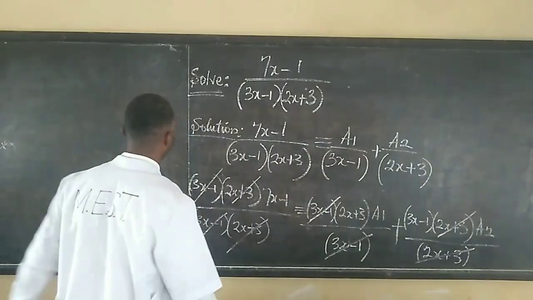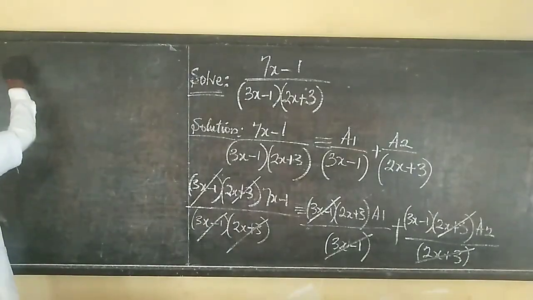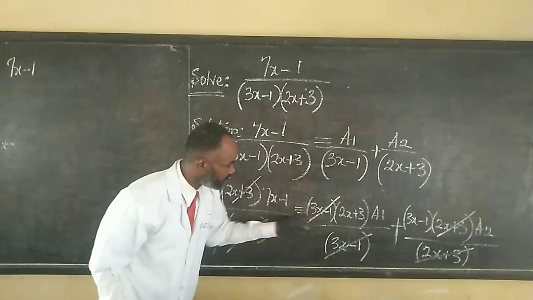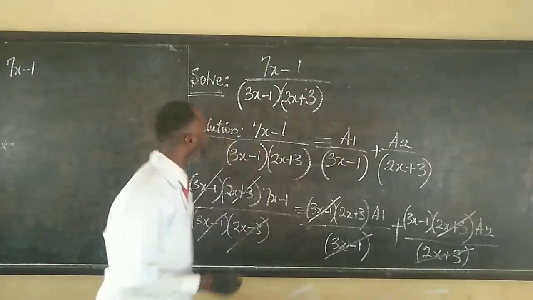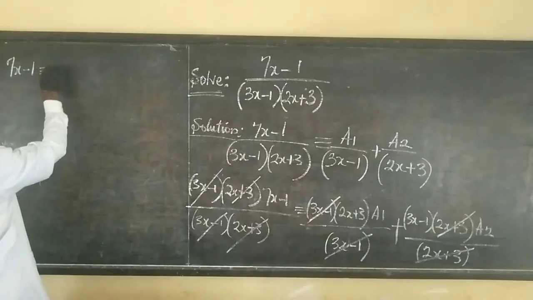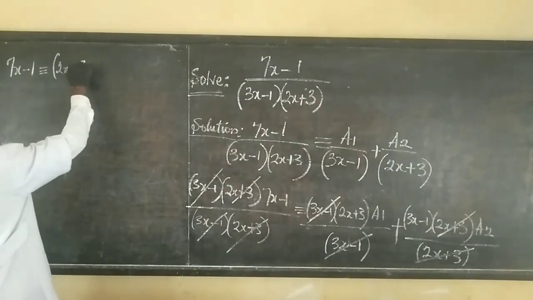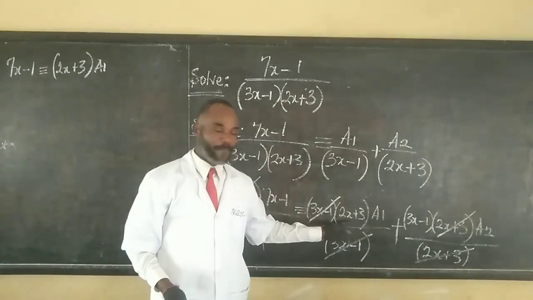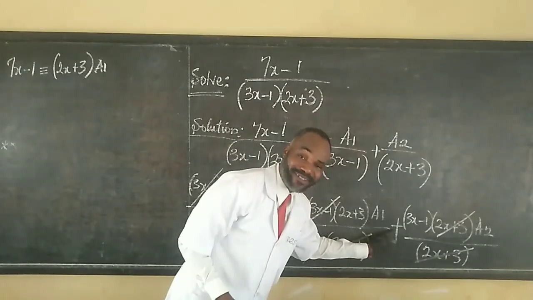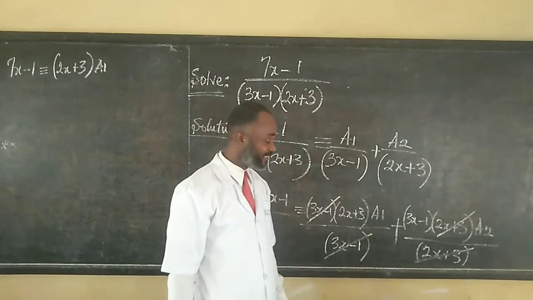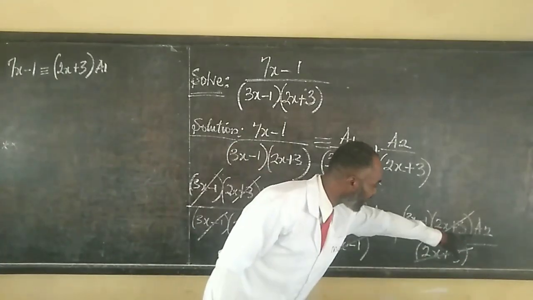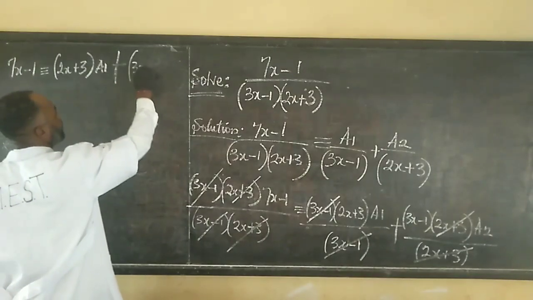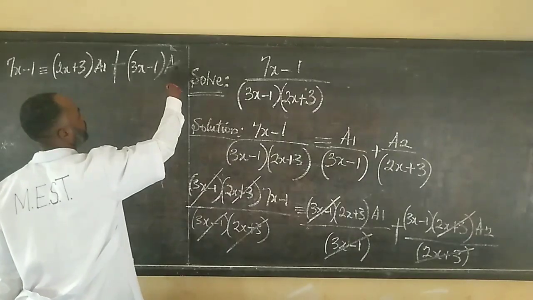We're left with 7x minus 1. So let's begin. 7x minus 1, that's the first thing here, right? It's equivalent to bracket open 2x plus 3 bracket close, A1. That's what we're left with here. Plus, look at our big plus. Sounds interesting, isn't it? So we're left with, on the 3x minus 1, A2. Big plus, bracket open 3x minus 1 bracket close, and then A2.